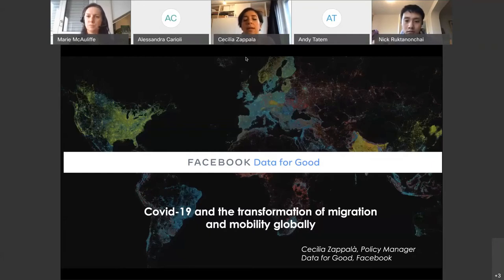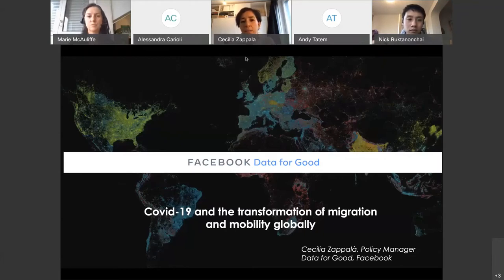So this team was born around 3 years ago under the consideration that Facebook had quite some data that could have been helpful in disaster response. So we really realized that we were actually able to help some disaster response organizations to be more effective, because we could detect where population was living, how it was moving during a disaster, and so on and so forth. So everything started there.